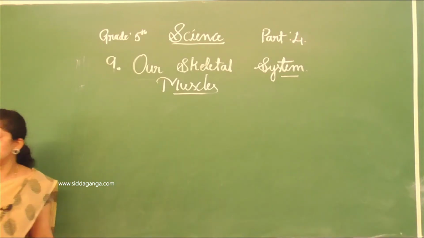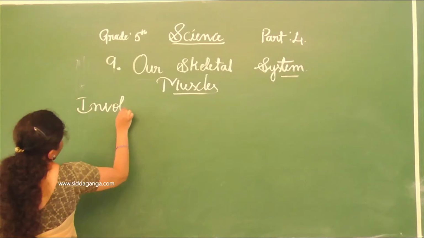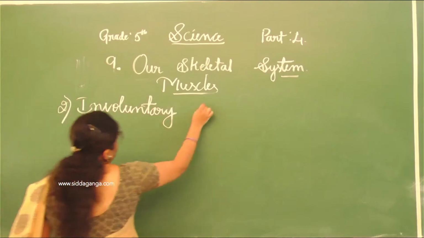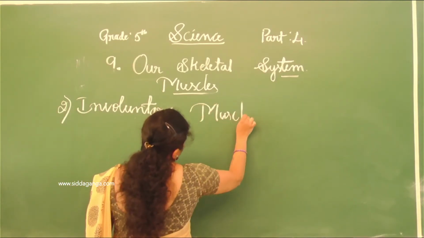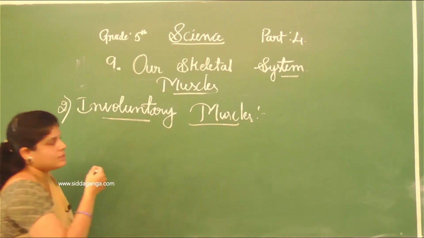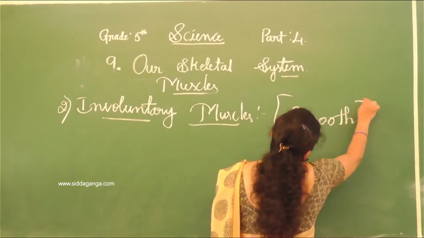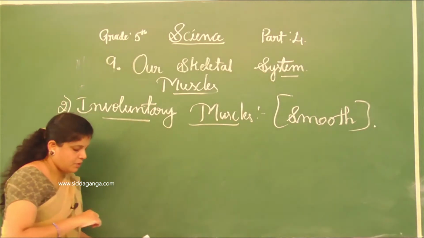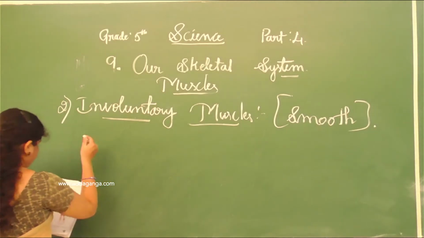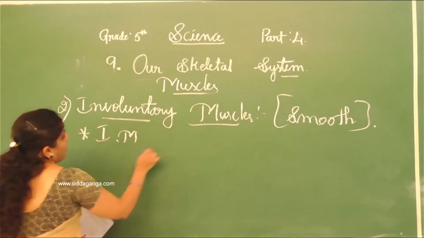Next one is involuntary muscles. Normally involuntary muscles are very smooth muscles. Okay, there are smooth muscles. And next, see, these involuntary muscles are not under our control.